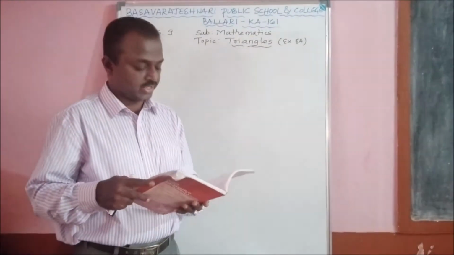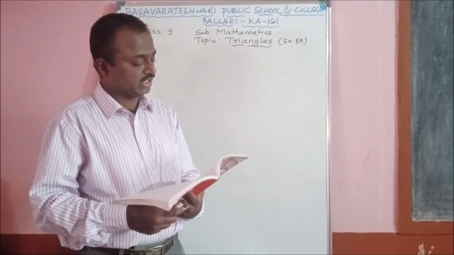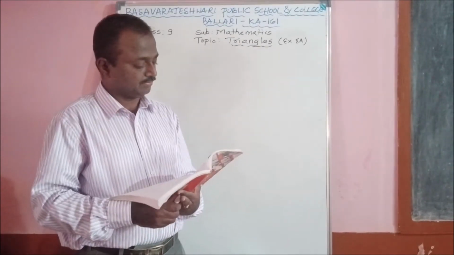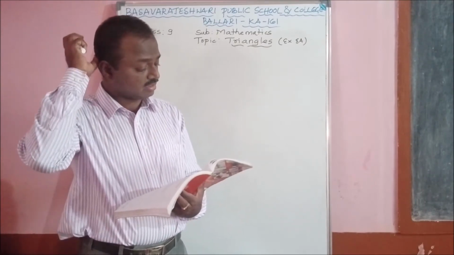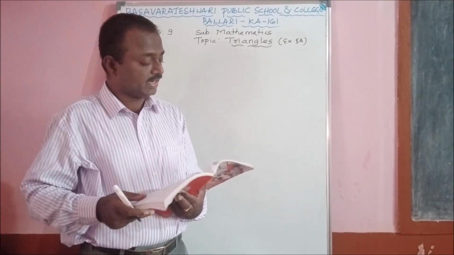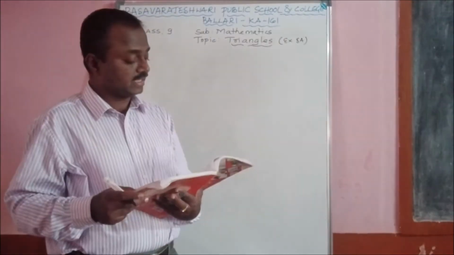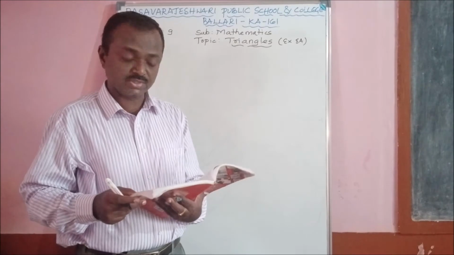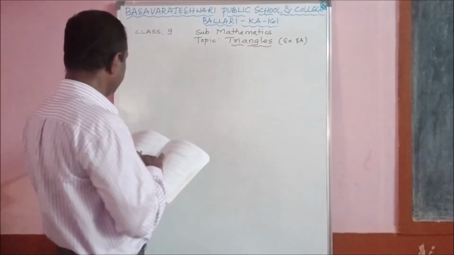So we'll start today's session with question number 16. Squares ABPQ, ADRS are drawn on the sides AB and AD of a parallelogram ABCD. Prove that angle SAQ is equal to angle ABC and SQ is equal to AC. First I will draw the figure.